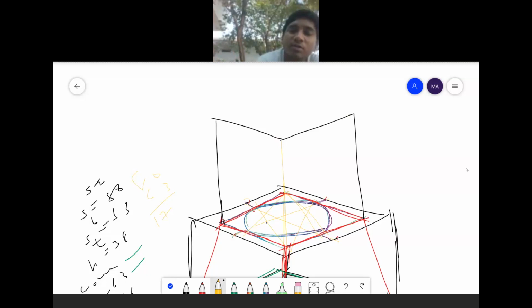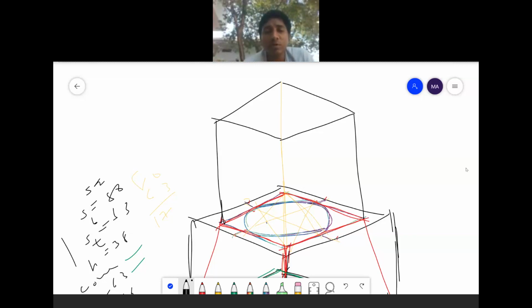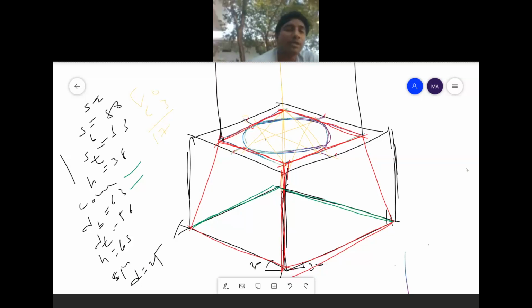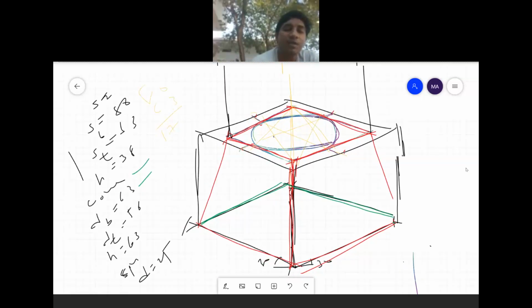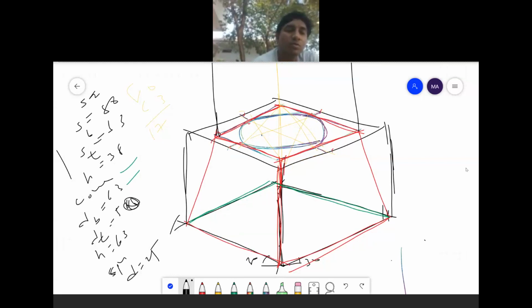From here also I will extend 63. I will join like this. Okay, and the top diameter, how much is it? Now it is 63, and the top is 50 here. Top diameter here he has given as 50. So I need to reduce it to 50.